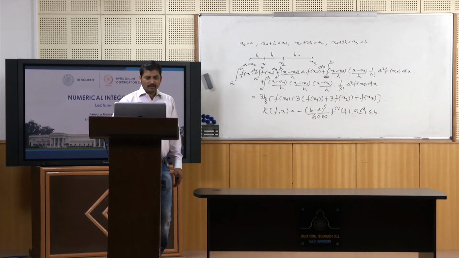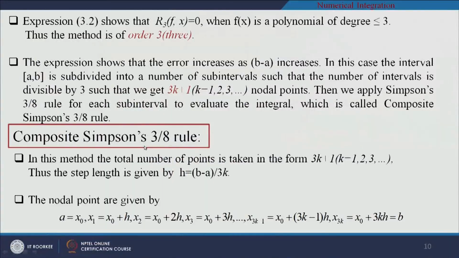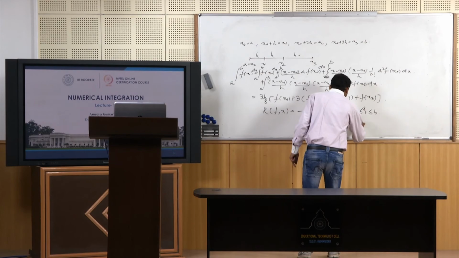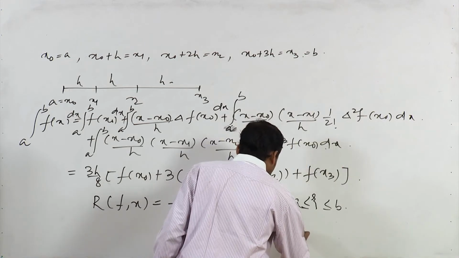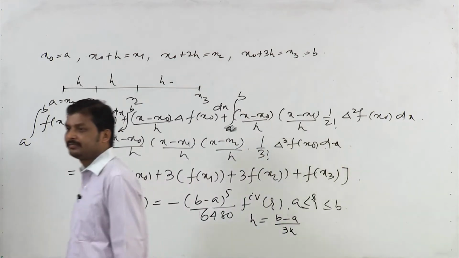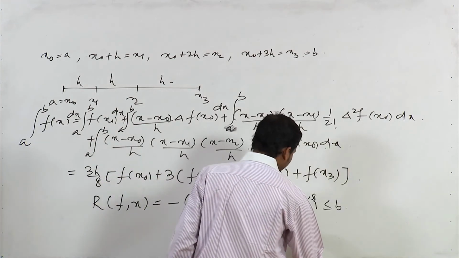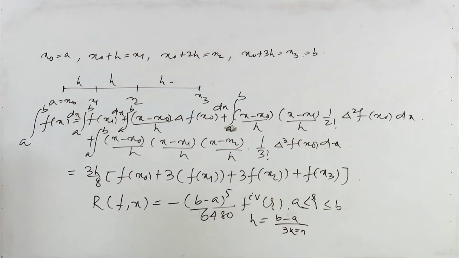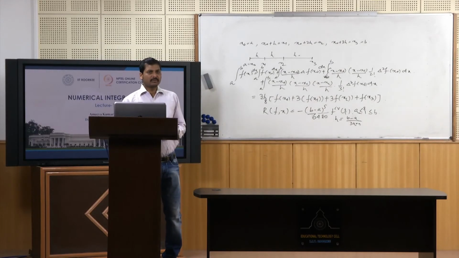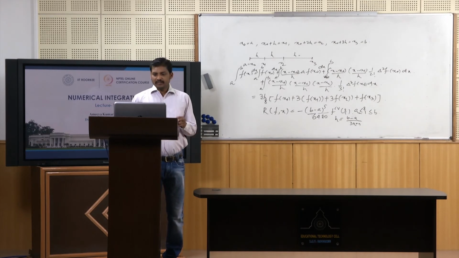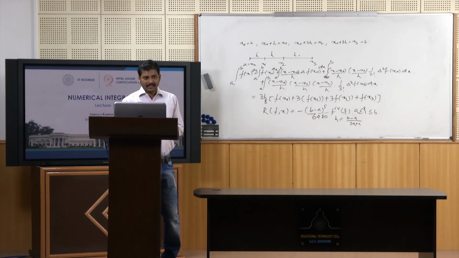Then if you go for composite Simpson's rule here, the total number of points can be taken as 3k plus 1, where h is b minus a divided by 3k, or we can consider 3k equals n as the total number of points there. And all of these nodal points can be represented as a equals x0, then b equals x0 plus 3kh, that is xn, usually it can be written.